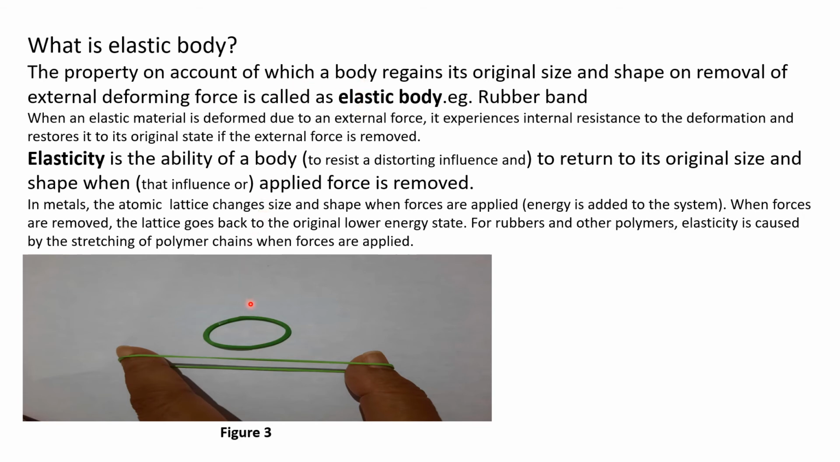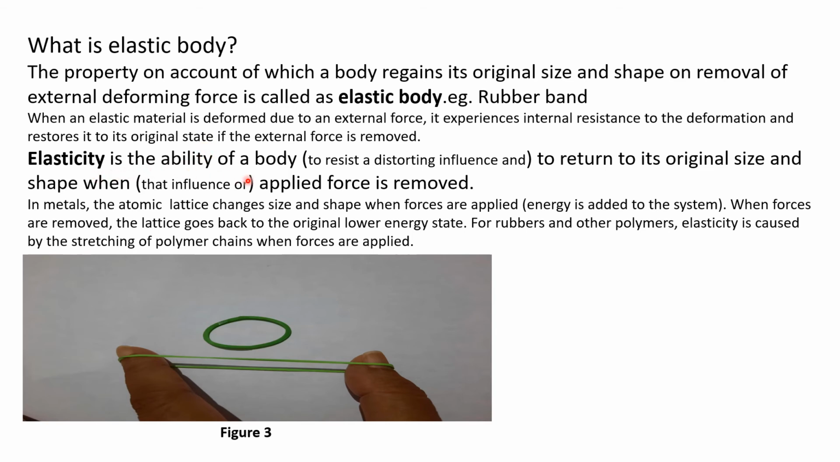In the same way, if you take a spring from a pen and compress it, it gets compressed, and as soon as you release the compressive force, the spring will come back to its original position. Or if you take a sponge and compress it, its thickness will be reduced. But as soon as you release the forces, the sponge will come back to its original size and shape. So the elastic body is that body which regains its original size and shape on the removal of the deforming force.